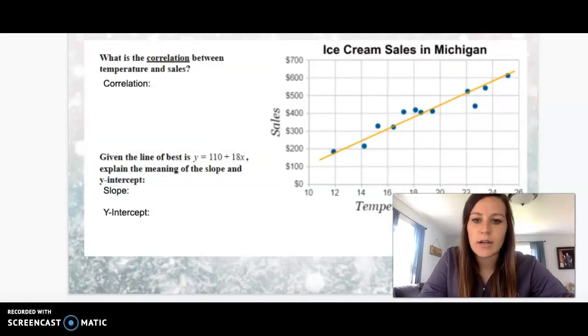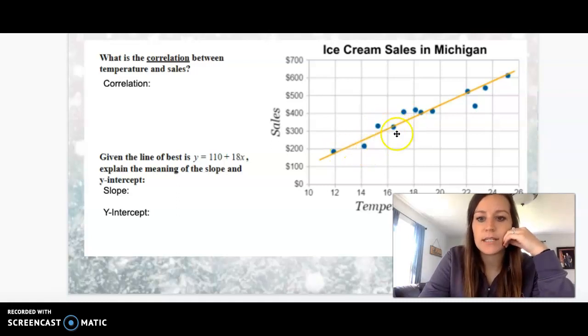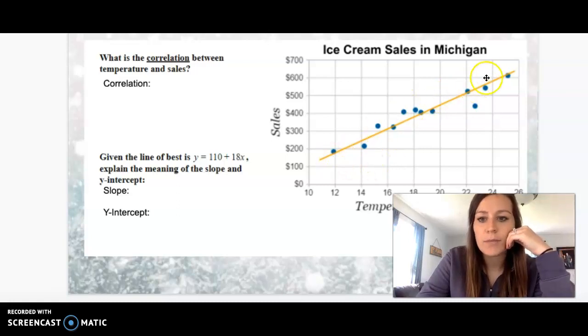So let's take a look at this graph. This graph is looking at ice cream sales in Michigan. I would say that this graph has a positive strong correlation. And I would say it's strong because these dots right here are relatively close to my line of best fit, which means that there's a strong correlation. If my dots are more spread out, like all over the place, further away from my line of best fit, that would be a weaker correlation. Positive because we are increasing in value here.